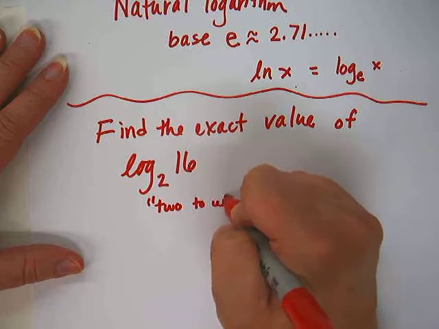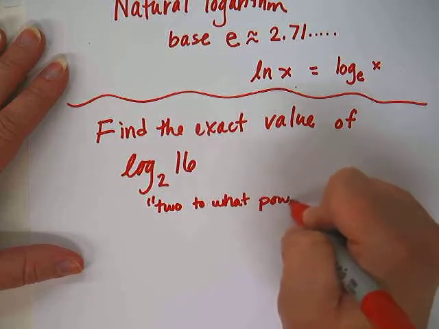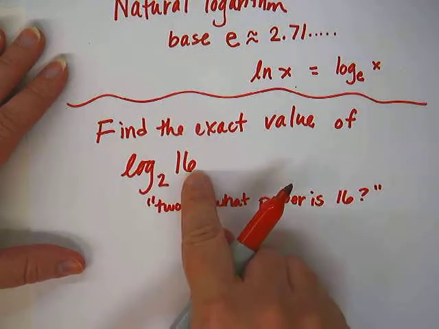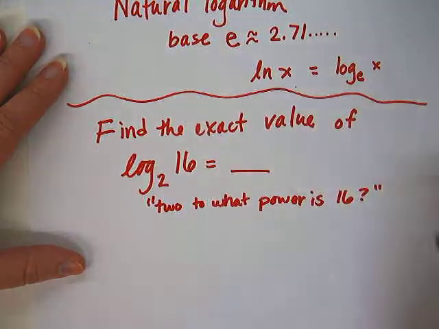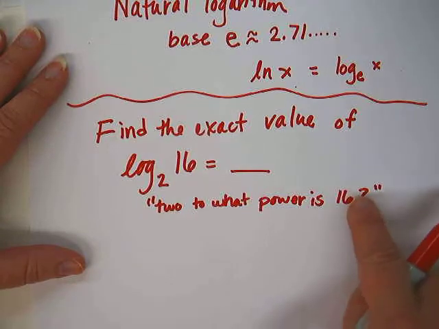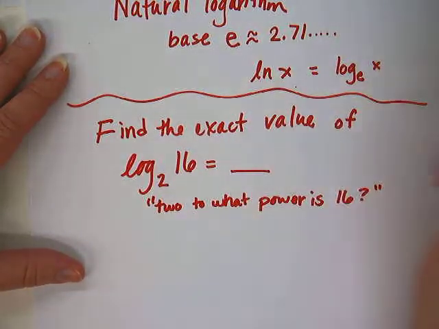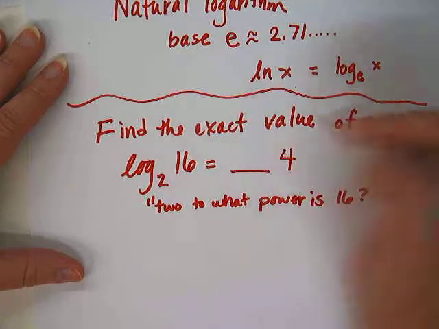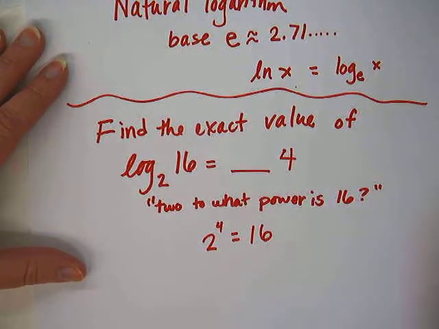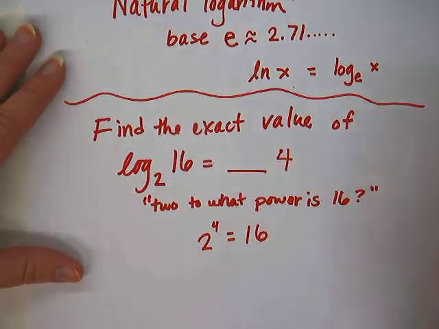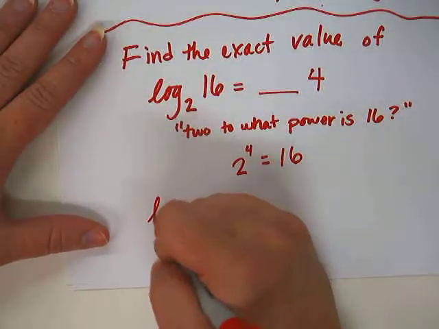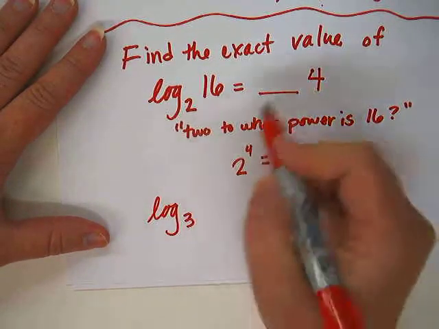Here's the question I would ask myself. Yes, because there's two of me, remember? So, 2 to what power is 16? Because remember, a logarithm is an exponent. So the question is, what's the power? 2 to what power is 16? So the answer in this case, the value of the function, would be 4, because 2 to the 4th power equals 16.